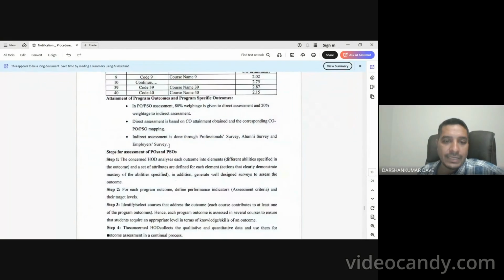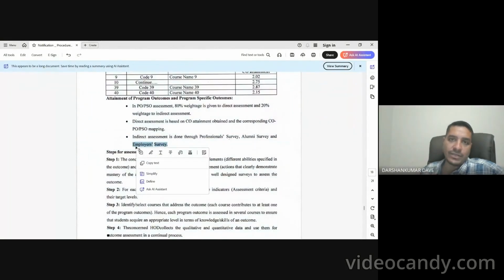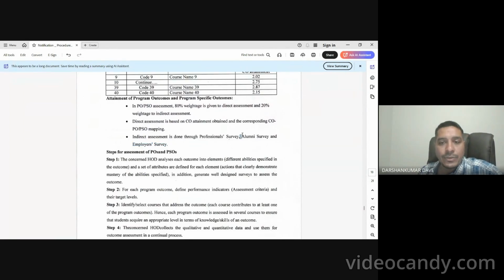We can understand the employers survey. Our students go to some industry to work and we take their feedback: how do you think our students are able to attain this PO or this PO? That is very subjective, and that is what an employer can respond to based on our students' performance. Alumni can also respond based on their experience, whether the particular outcome was attained and whether it is helpful in their professional progress or not.